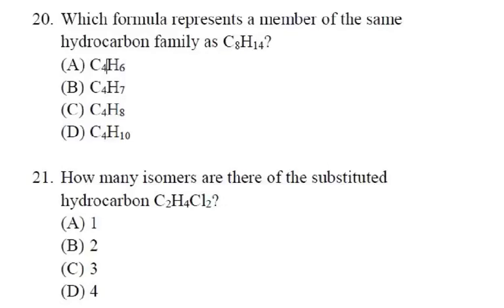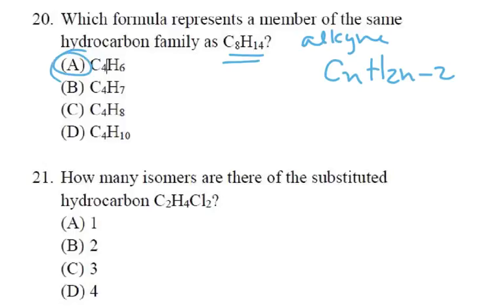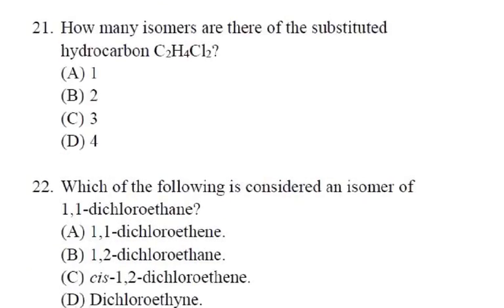Number 20, which formula represents a member of the same hydrocarbon family as C4H8? So we'd say, okay, is that double? Double 8 is 16, and it's minus 2, so this is an alkyne. So we want to find somebody else that is CnH2n minus 2. And so how about 4? 4 times 2 is 8 minus 2, so this could be the answer. In fact, that is the answer. Because this is 2n, and this is 2n plus 2, and the 4, 7, that's not going to happen at all. So answer A.